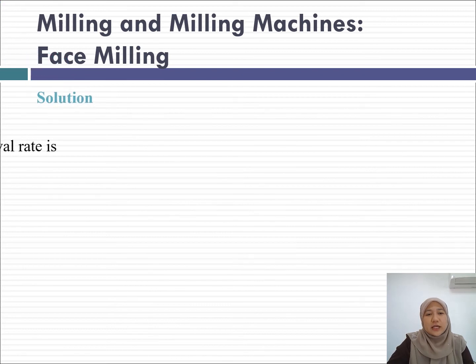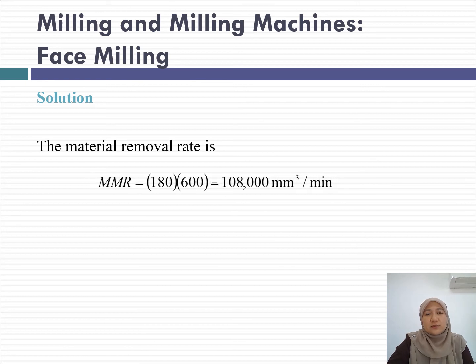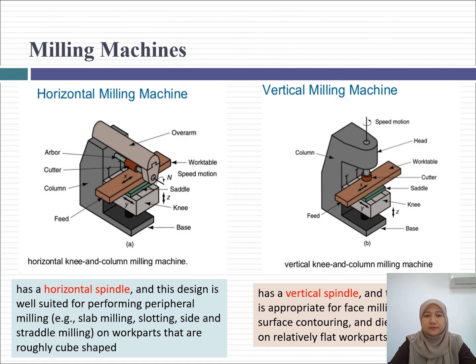So how to calculate that? The solution is given. However, you can always practice yourself to actually calculate the material removal rate. Material removal rate we get from the width of the cutting times the depth of cut times the feed rate. Thereby we get 108,000 mm cube per minute.